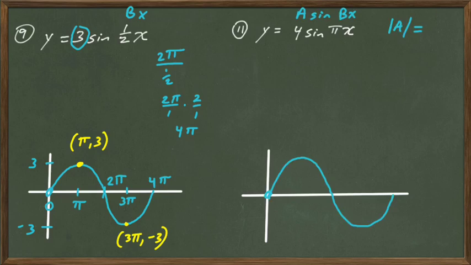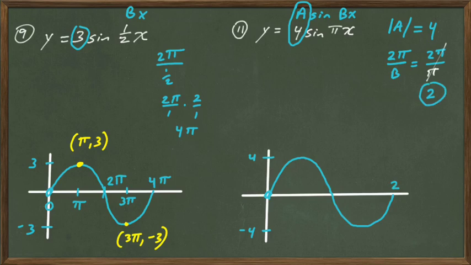The absolute value of A is the period. So I'm sorry, the amplitude. So the amplitude on this would be 4. So that means it goes up to 4 and down to negative 4. The period is 2 pi over b. 2 pi over what is b? Pi. So what does that make your period? 2. So this is 2.